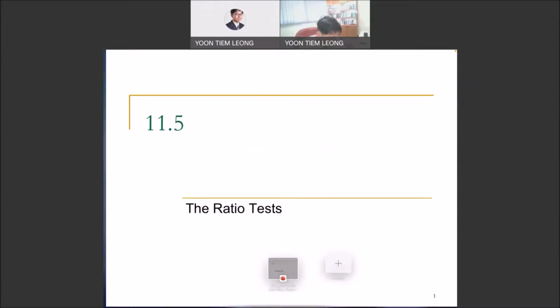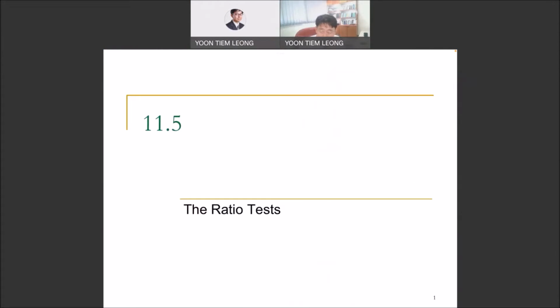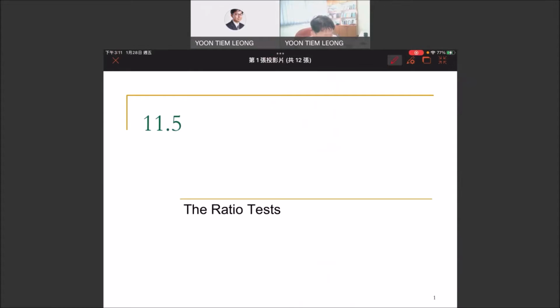We are going to talk about a topic called the ratio test. Basically, the ratio test is a test that is used to test the convergence of a series. The series, as usual, we will write in this form, where a_n is summed from 1 to infinity.